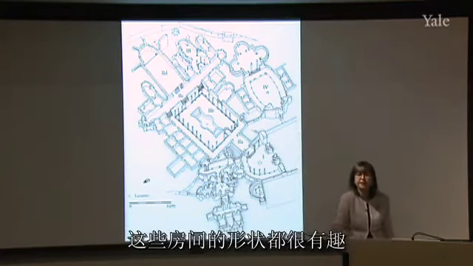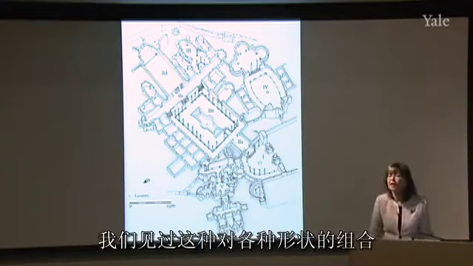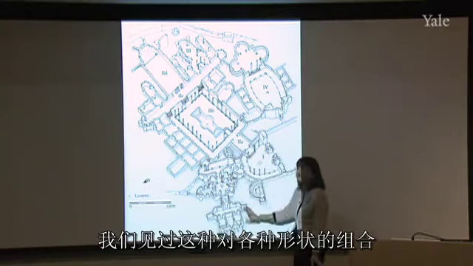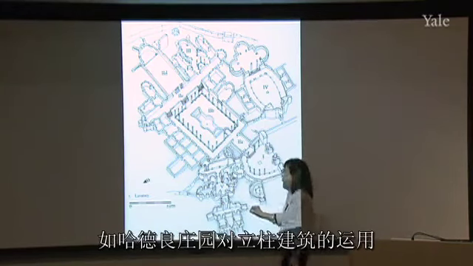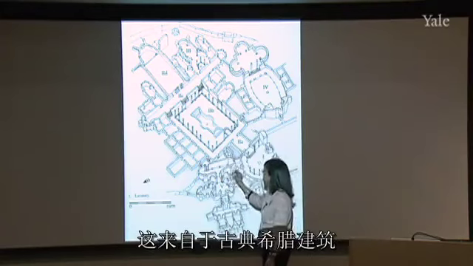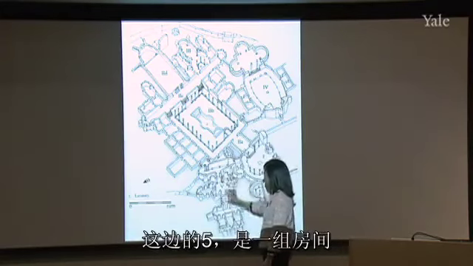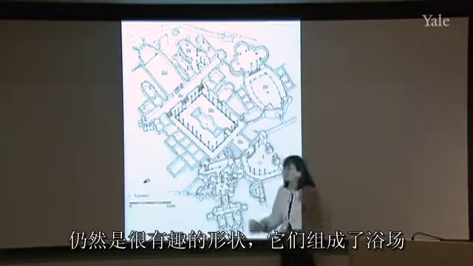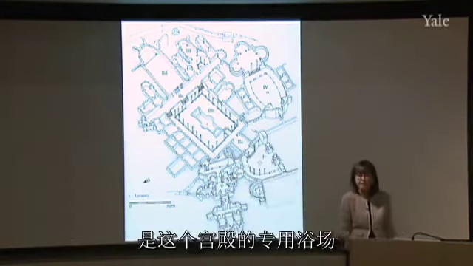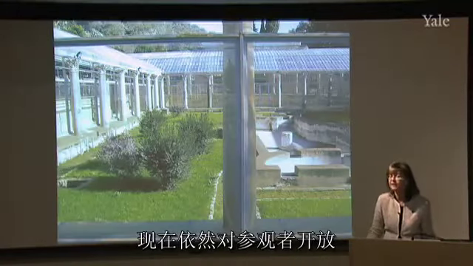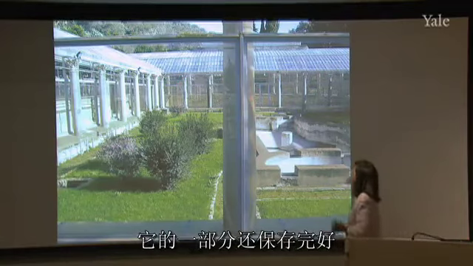So some very interestingly shaped rooms, where we see a combination of the interest in curvilinear shapes, just as in Hadrian's villa, and in the use of columnar architecture, references to classical Greece. Over here at 5, we see several rooms, very interestingly shaped again, that make up the baths, the private baths of this particular place. One can visit it still today. Parts of it are very well preserved.